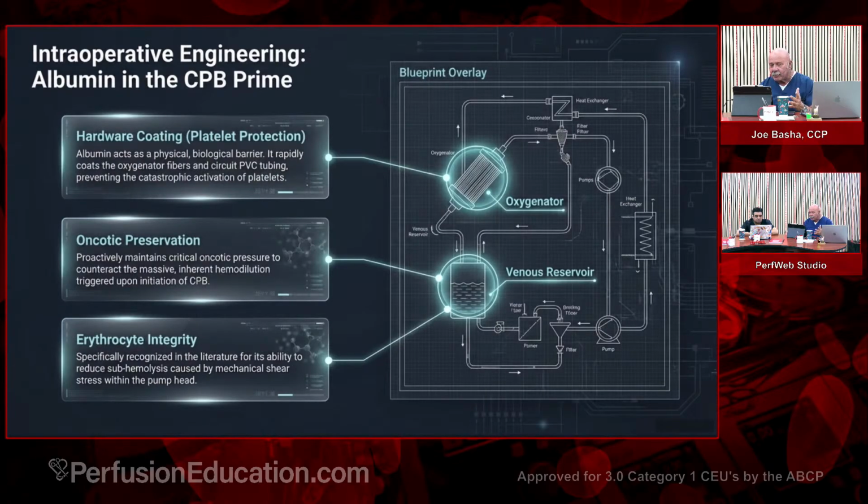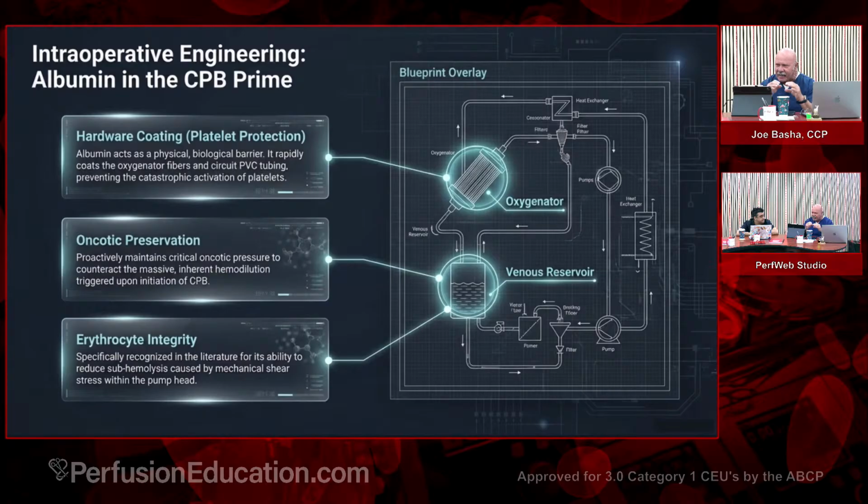Albumin with CO2 in the prime, well, it coats the oxygenator. You can see how I prime my pump. I always put 50 grams of albumin in my prime. I know that my priming volume and my del Nido are going to have that much of an impact on my overall albumin level of the patient. So everybody gets 50 grams of albumin.